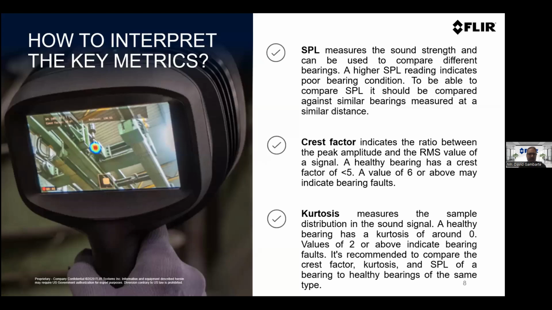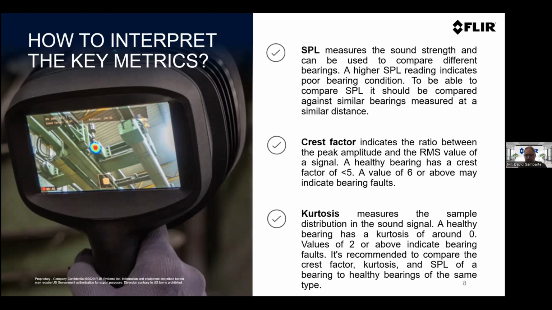So how we interpreted the key metrics that we are showing, like SPL, crest factor, and kurtosis. SPL measures the sound strength and can be used to compare different bearings. A higher SPL can show poor bearing conditions. To be able to compare SPL, it should be compared against similar bearings measured at a similar distance. So basically, we need to give conditions that are comparable in order to compare different bearings in different situations.